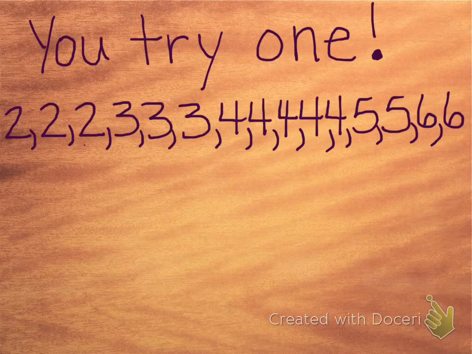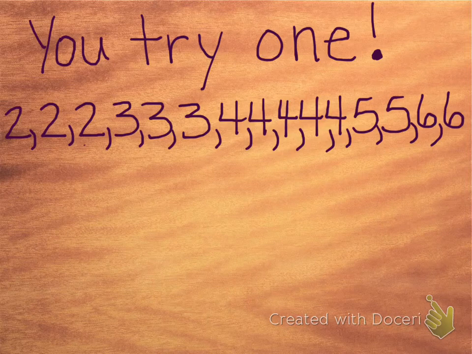So this one I want you to try. Go ahead and write down this data set on your paper, and then begin your crossing out. And if you would, pause the video until you're finished, and then you can turn it back on and I'll show you how to do it.